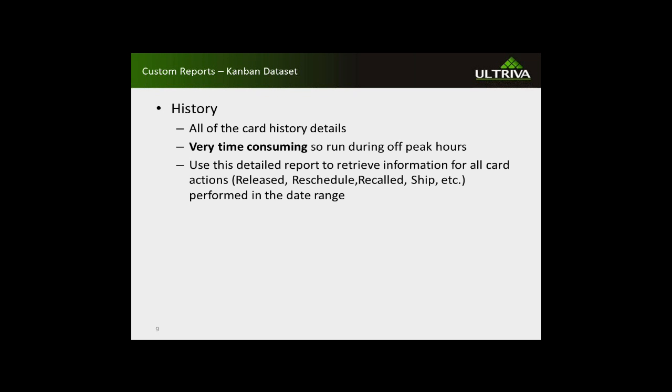The next Kanban report was called History, and that gives you all of the card history details for the specified date range. This report can be very time-consuming, and we do ask that you run that during off-peak hours. It is very detailed because it will give you information for every single card action within that date range. If you've ever run that card history report, you have several options. You can choose released or you can choose rescheduled. This would be like all of those in one report instead of just running it for the one action.